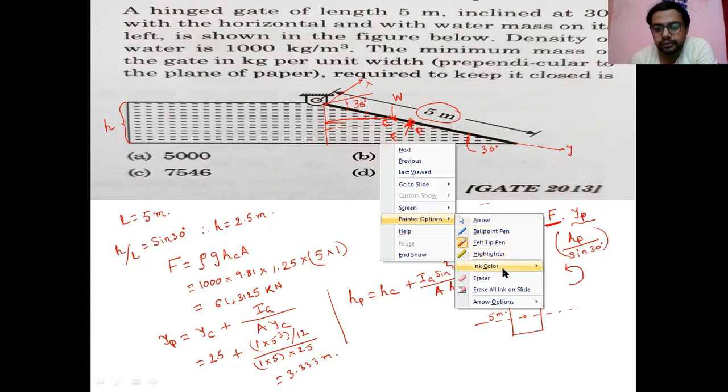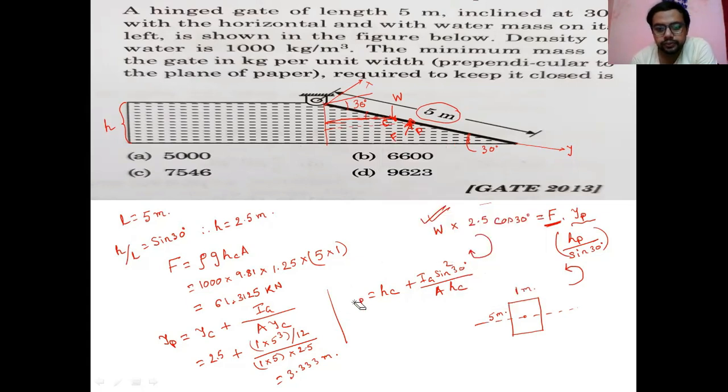So any one procedure you can follow in this kind of problem, in terms of the center of pressure, along the axis, along the plate.